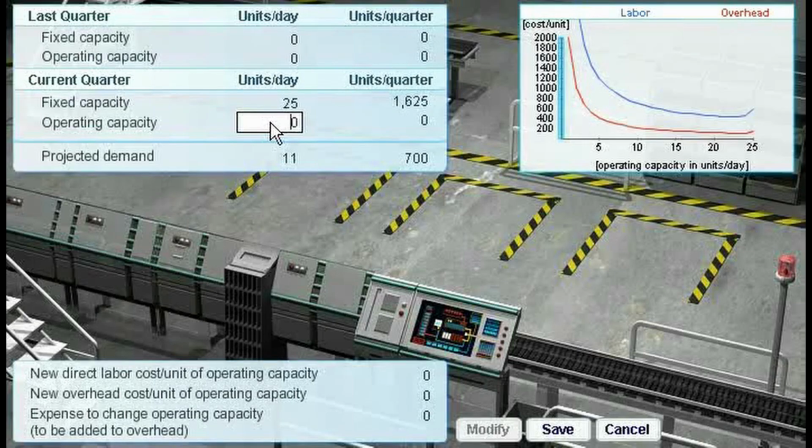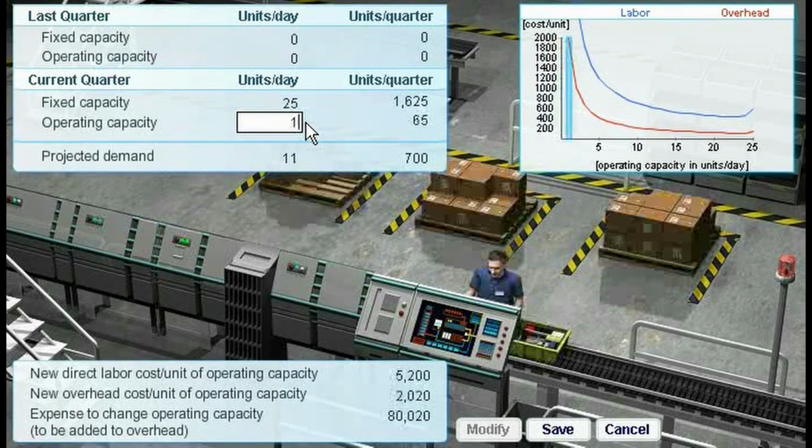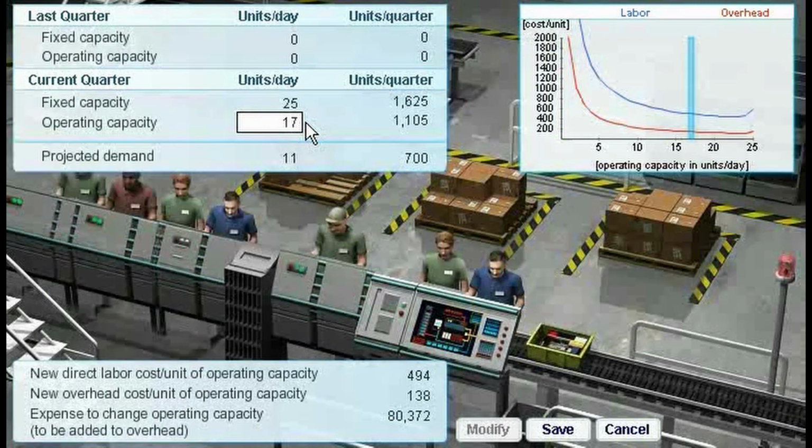You will forecast your demand and set your factory's operating capacity. By setting the operating capacity, you decide what portion of the plant capacity to use. This will determine how many workers to hire, how fast to run the production line, and how many units to produce each workday.